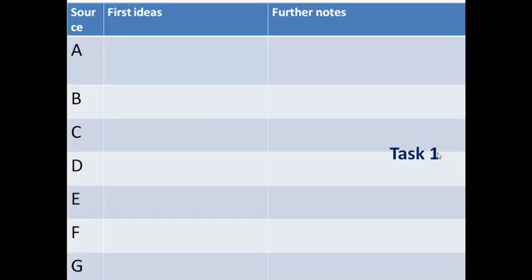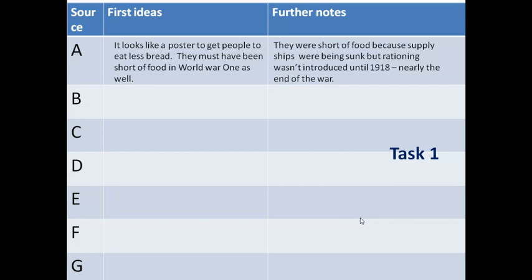Okay, so here's your sheet then that you've made. This is task number 1, your table. You've already filled in the first column, and then after that little section where I went through the sources with you, you can write a couple of extra things in here. This is the sort of thing you might get. There's your first column, and that's what you might write in your second column, further notes. Is that they were short of food because supply ships were being sunk, but rationing wasn't introduced until 1918, which is nearly the end of the war. So if you need to, just pause the video and finish off your table, and then we'll move on to the second half of the lesson. Okay?